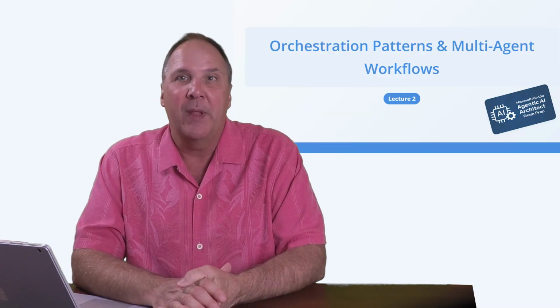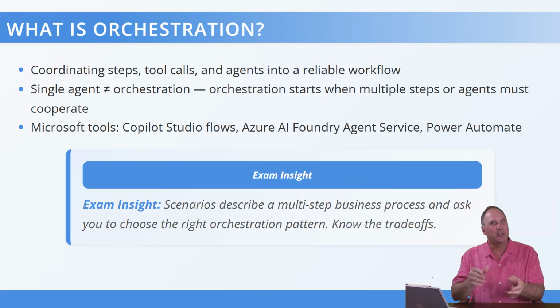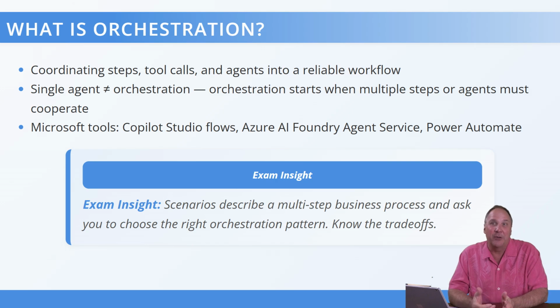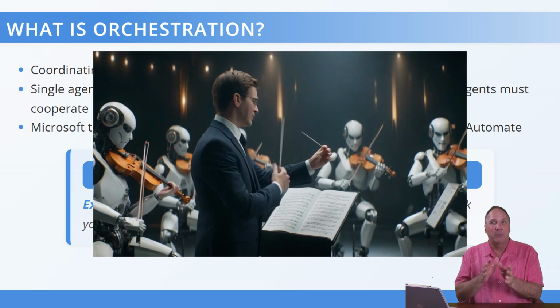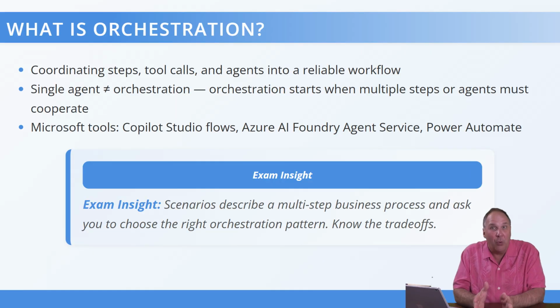Think of orchestration as the conductor in an orchestra. Individual musicians are talented, but without coordination, you just get noise. Orchestration is the coordination layer that makes multiple agents and multiple steps work together reliably.